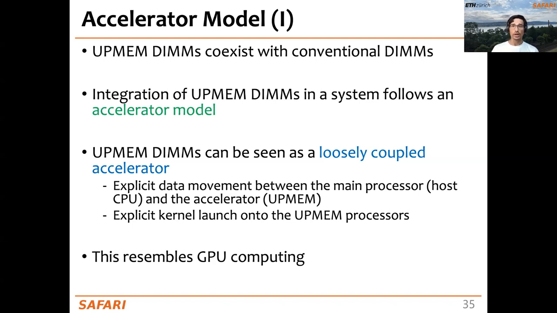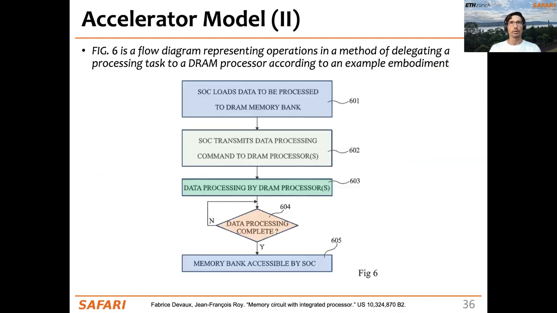So this requires that the program moves data from the main memory to the PIM-enabled memory, then launches the operation on the PIM-enabled memory, on the DPUs in the case of the UPMEM PIM system, and then retrieves back the results from the PIM-enabled memory to the standard main memory. Here you see another flow diagram of how this accelerator model operates.